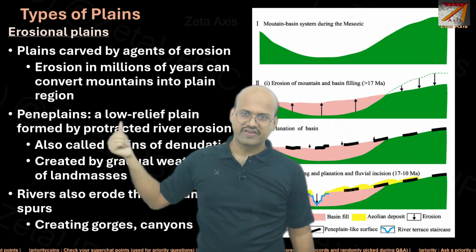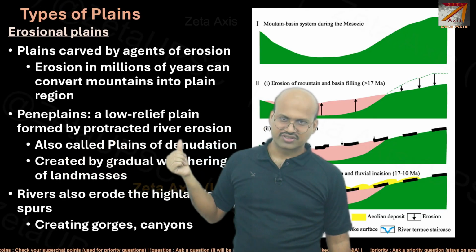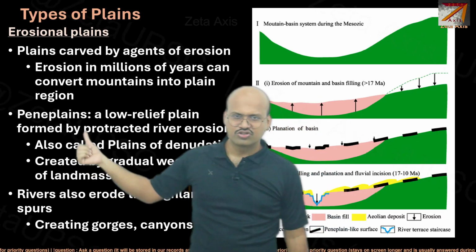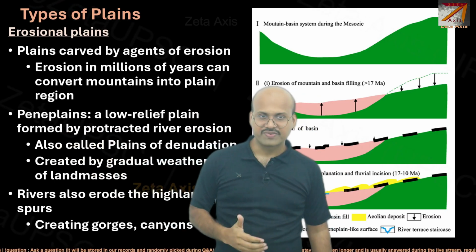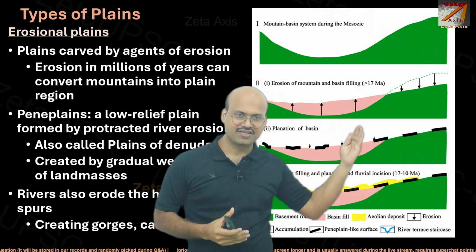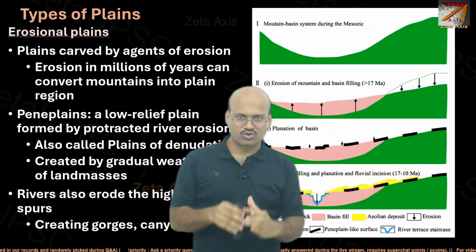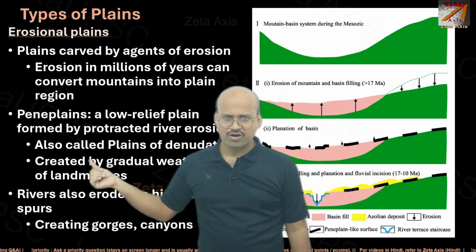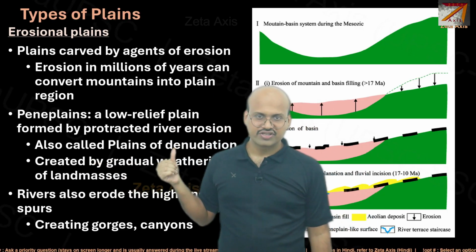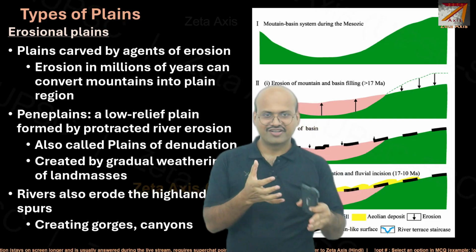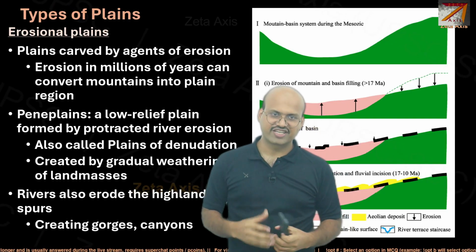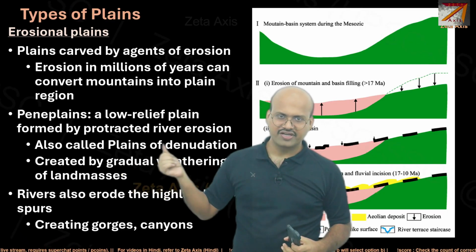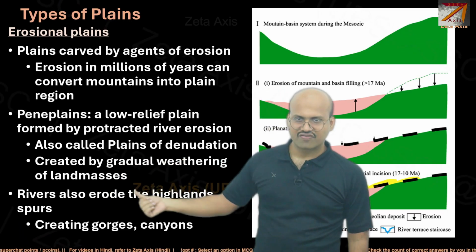Peneplains, a low relief plain formed by protected river erosion, also called plains of denudation, created by gradual weathering of land masses. So peneplains are low relief. Low relief means they have very low slope. Here we can see the slope is very low. So low slope regions which are formed by river erosion, also called plains of denudation. Denudation means again removing the landforms of the region, that is denuding those regions. So plains of denudation, that is it is formed by denudation, created by gradual weathering of land masses.